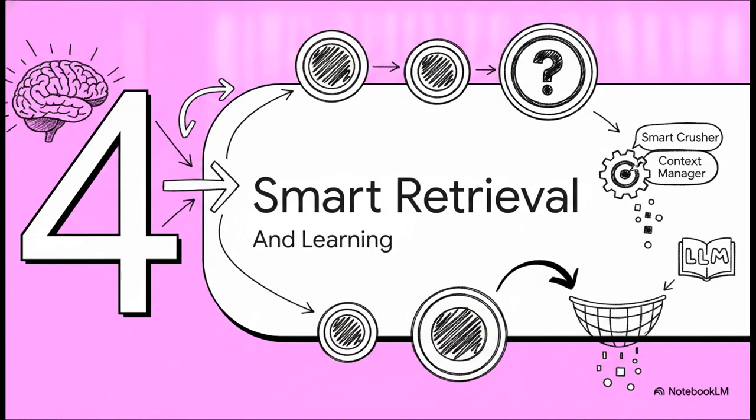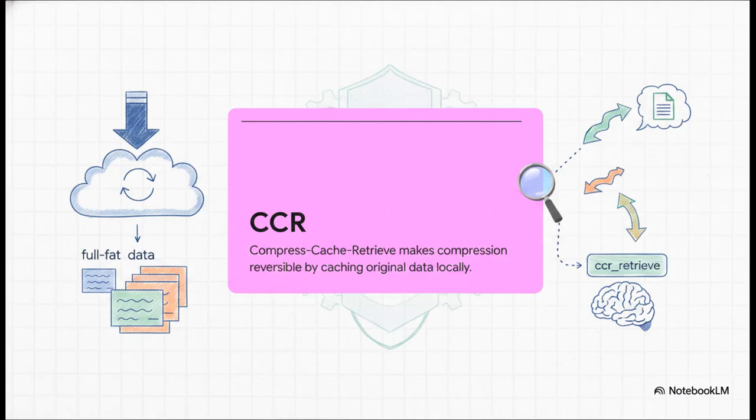Section 4. Smart Retrieval and Learning. Now, you might actually be screaming a question at me right now. What happens if the LLM actually needed the exact data that the Smart Crusher or Context Manager just dropped? Well, that leads us directly to Headroom's advanced safety nets. The absolutely crucial point here is that Headroom's compression is completely reversible.